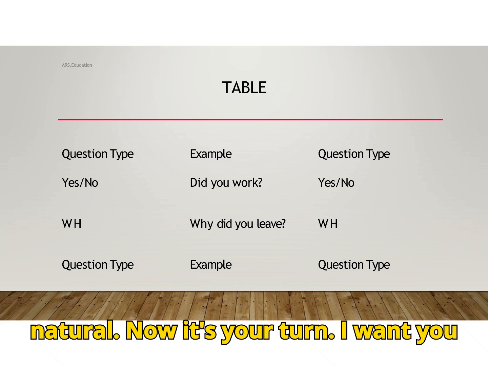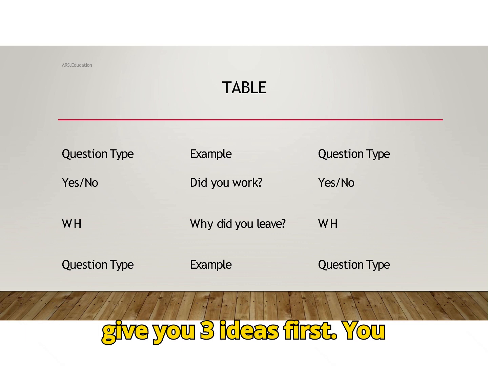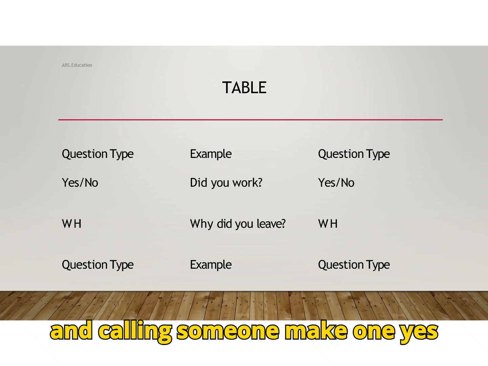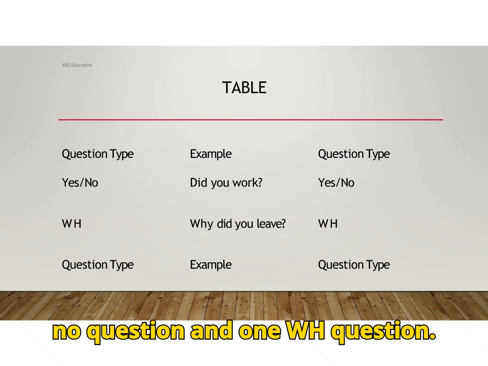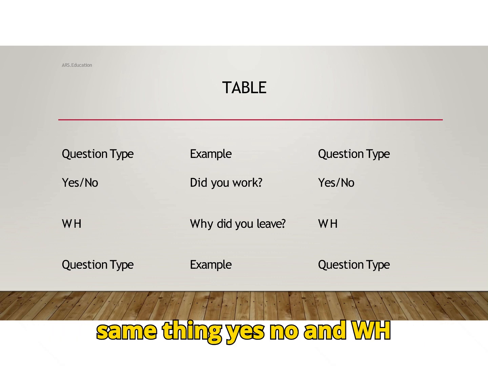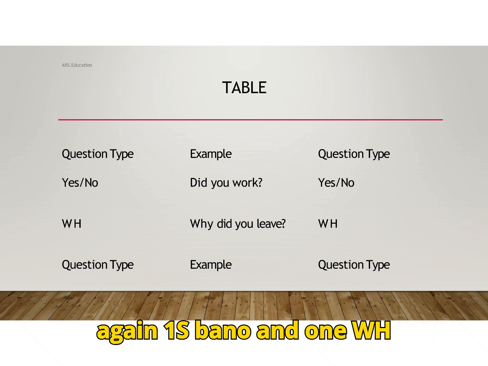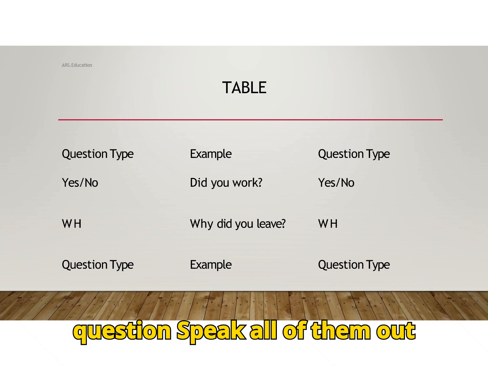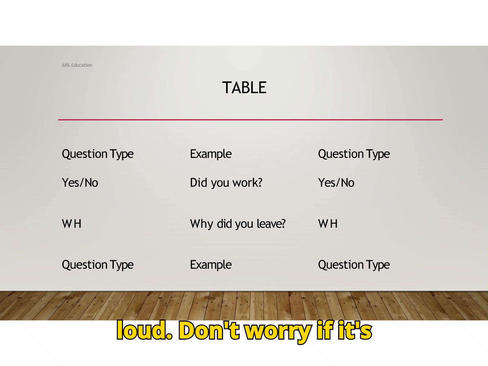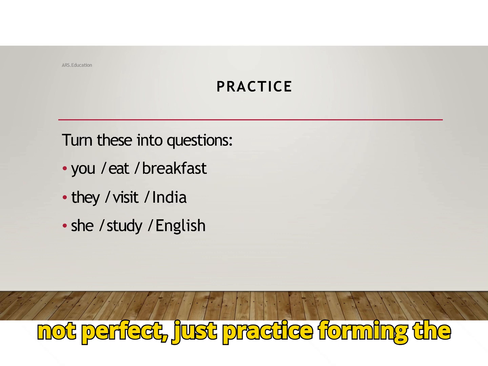Now it's your turn. I want you to try making your own questions. I'll give you three ideas. First, you calling someone. Make one yes, no question and one WH question. Second, your friend visiting your house. Same thing, a yes, no and a WH question. Third, them finishing a movie. Again, one yes or no and one WH question. Speak all of them out loud. Don't worry if it's not perfect. Just practice forming the questions and answering.